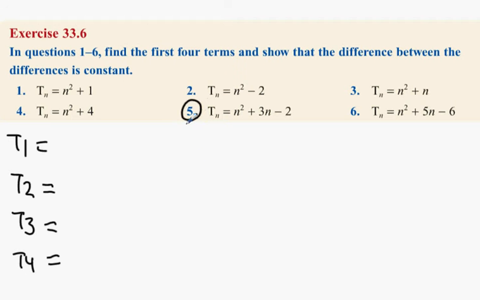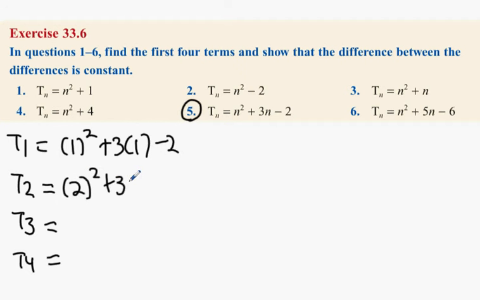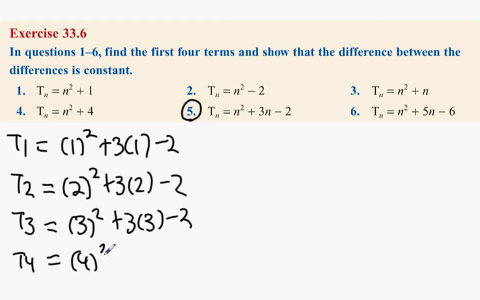Is everybody ready? So, anywhere I see an N, I put in 1. Anywhere I see N, I put in 2. And then anywhere I see N, I put in 3. Anywhere I see N, I put in 4. Is everybody with me at the moment? No. Okay, somebody say no.